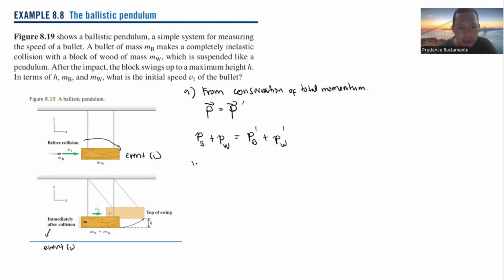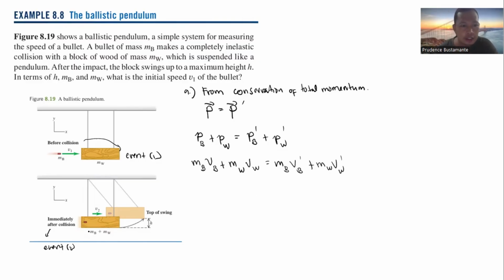Okay. So we have the mass of the bullet and the initial velocity, v1 initial, m_B, plus the mass of the wood times the velocity of the wood, is equal to the mass of the bullet times the velocity of the bullet final plus the mass of the wood times the velocity of the wood final.